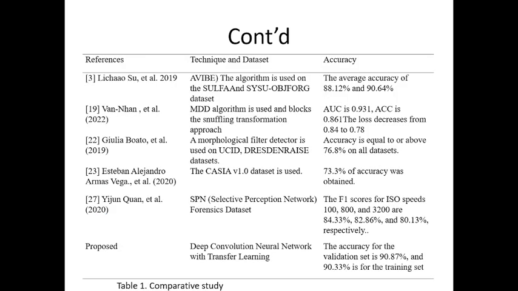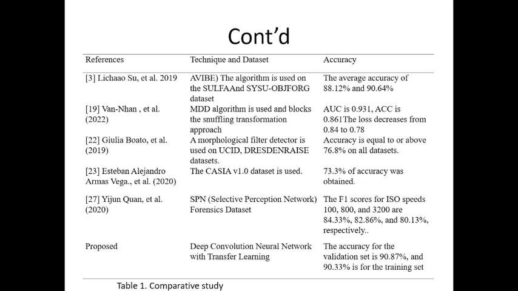After that, this table presents a comprehensive analysis of each step, ranging from traditional to advanced algorithms. It highlights the details and provides a comprehensive comparison between them. Like in the reference from 2019, the technique and dataset used, in which the algorithm is used on SELFA and the SYSU object forge dataset, and here the average accuracy was 88.12 and 90.64.